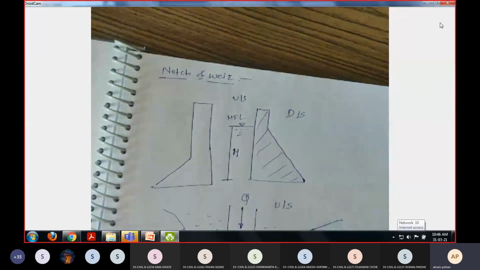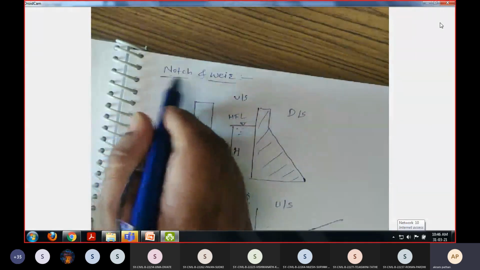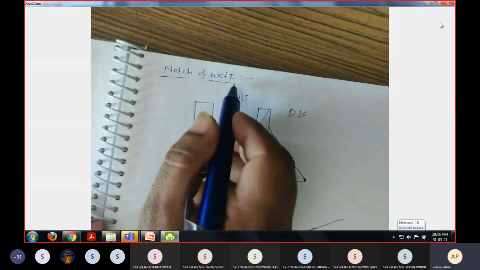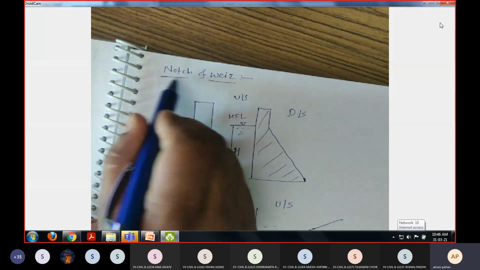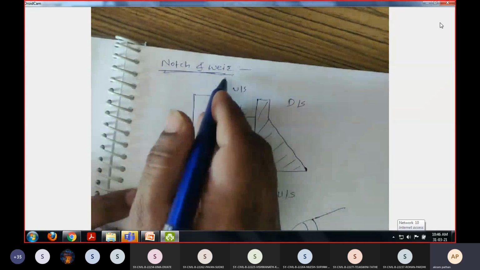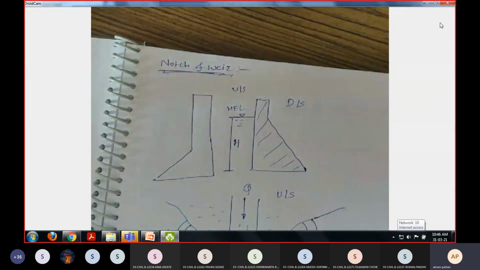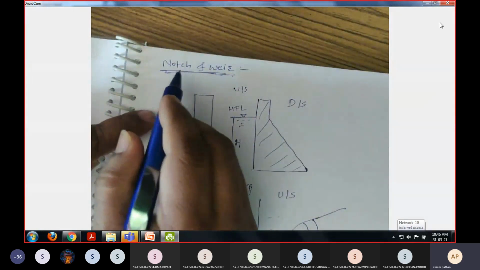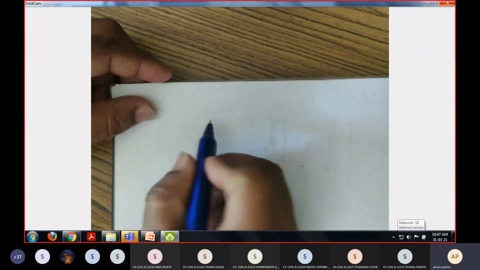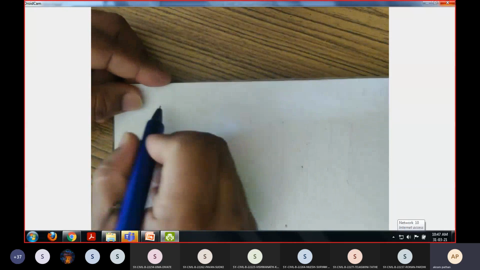So we have notches and weirs. For measuring the discharge in the canal, we have the notch and weir. So how do you measure the discharge with the help of a notch and weir? This is one of the important arrangements made across the channel. So what is a notch and what is a weir? Basically, a notch is an arrangement made across the channel for measuring the discharge. So see here, what is a notch first?